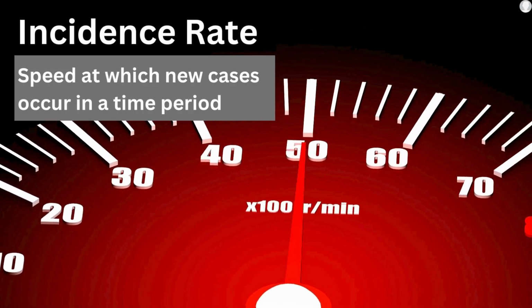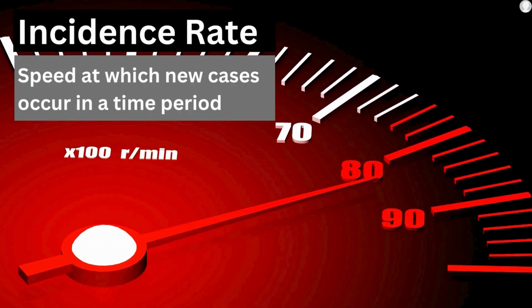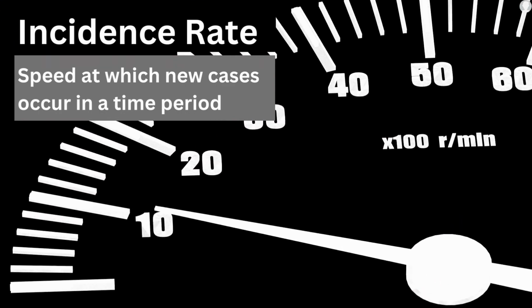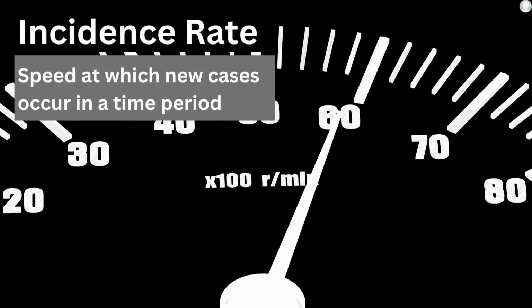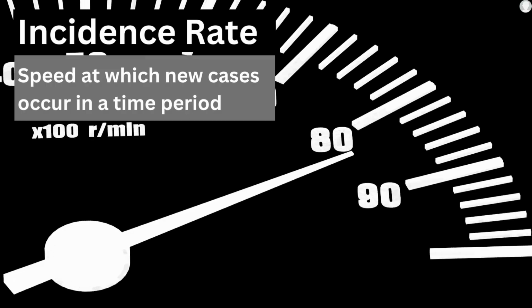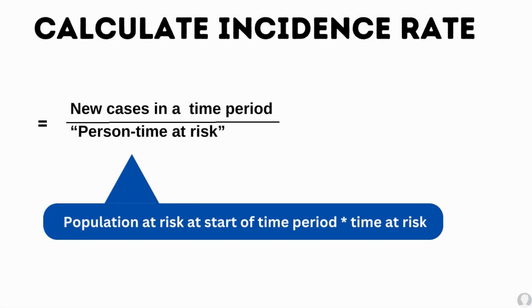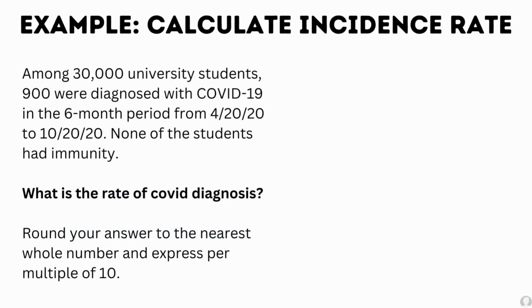The other measure of incidence is incidence rate, which is not a proportion, but a rate that tells us the speed at which new cases occur in a time period. Incidence rate is calculated by dividing new cases that occur in a time period by person time at risk. This is the number of people in the population at risk at the start of the time period, just like incidence proportion, but now we multiply it by the amount of time the people were at risk. Let's go through an example.